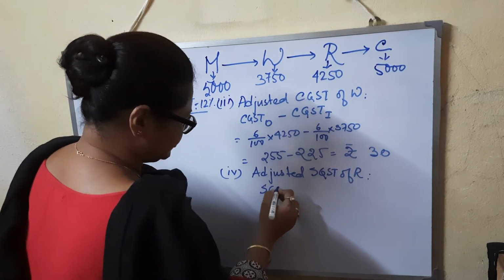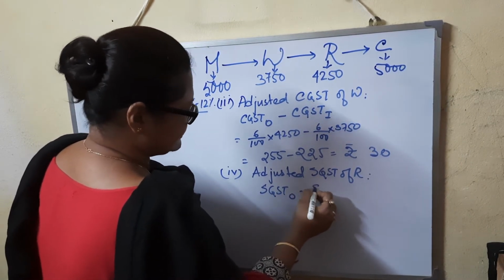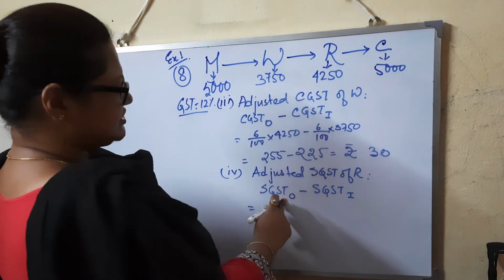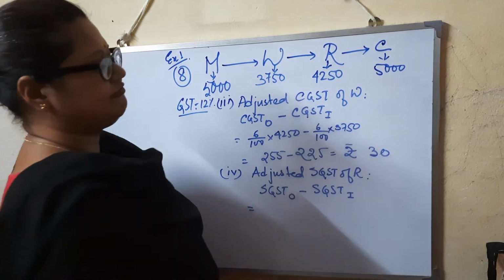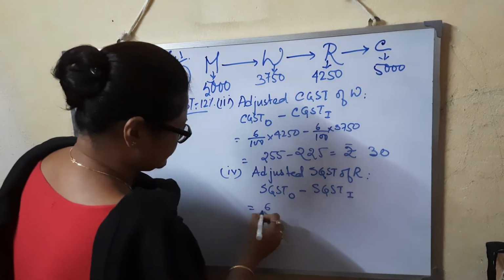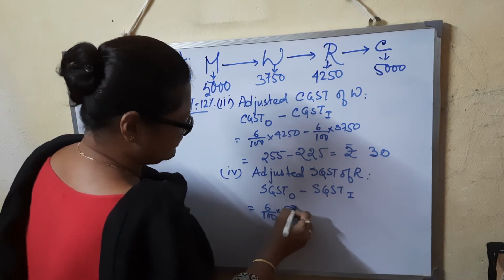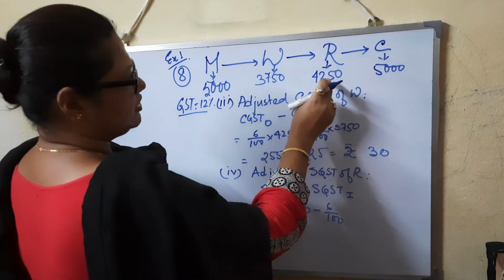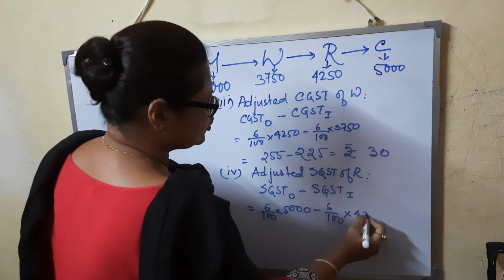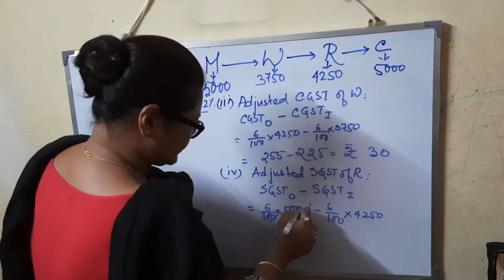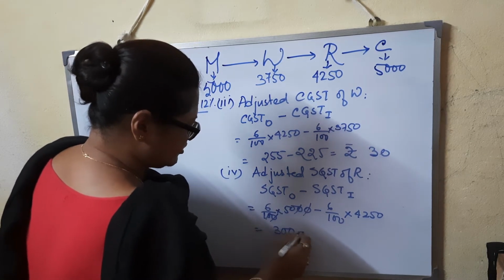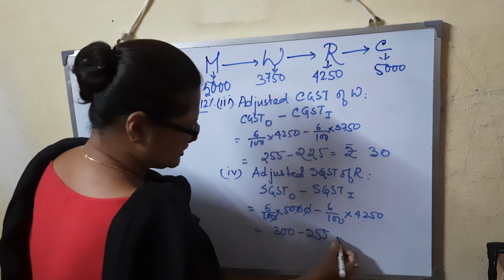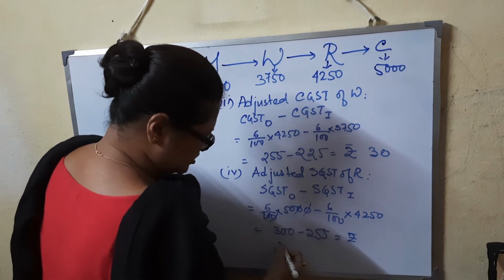That means SGST of the retailer, that is SGST output minus SGST input. Now output means 6% on 5000, so 6% of 5000 minus 6% of input, which he has paid on his own value, that means 4250. So this becomes 300 minus 255. We have already worked it out, I am not working it again. So this becomes rupees 45.